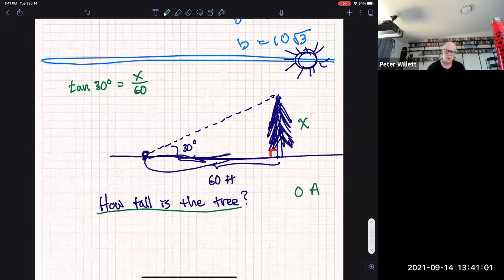And from SOHCAHTOA, we know that the tangent is the opposite over adjacent. Since the tangent is the trig function we use for opposite and adjacent, we choose that function. Therefore, from that relationship, we know tan of the angle is the opposite divided by the adjacent. So tan of 30 degrees is the X divided by the 60. And so that's the perfect equation. And then we solve that and get our answer for how tall the tree is. But let's pause there and see if there's a question about how we set that up.